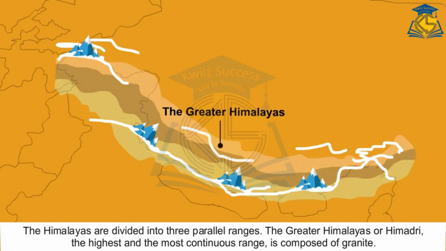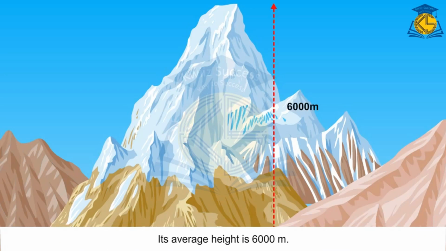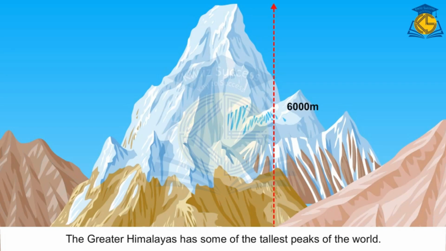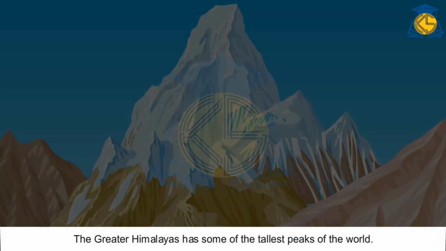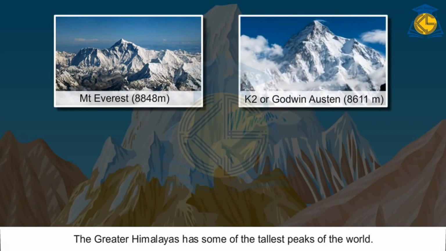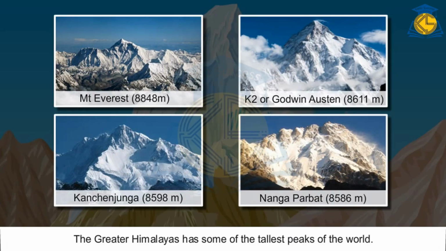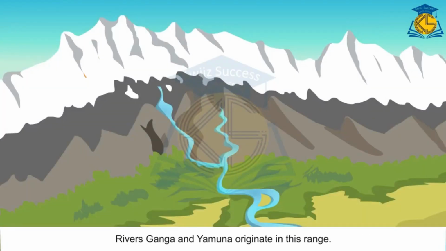The Greater Himalayas or Himadri, the highest and the most continuous range, is composed of granite. Its average height is 6,000 meters. It has some of the tallest peaks of the world, like Mount Everest, 8,848 meters, K2 or Godwin-Austen, 8,611 meters, Kanchenjunga, 8,598 meters, and the Nanga Parbat, 8,586 meters. Rivers Ganga and Yamuna originate in this range.